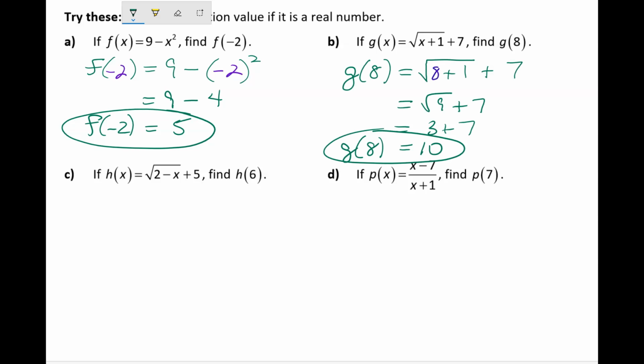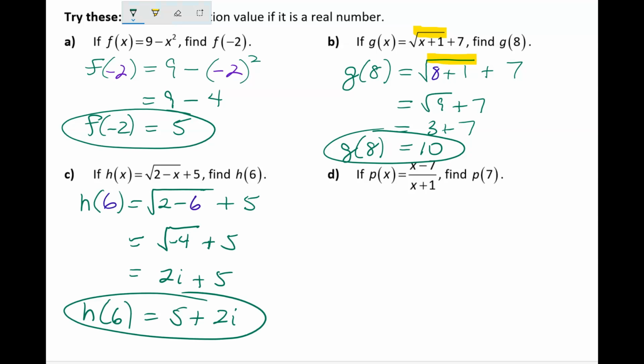All right, you should have g of 8 equals 10. Important to keep in mind the grouping that has to do with that square root. Notice that it's over x plus 1, but not over the plus 7. So that means we need to do the inside of the grouping, 8 plus 1 first, and then take the square root of that, and then finally add 7 afterward. All right, with that in mind, try C.